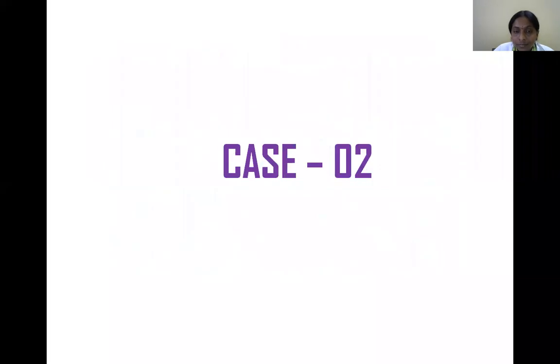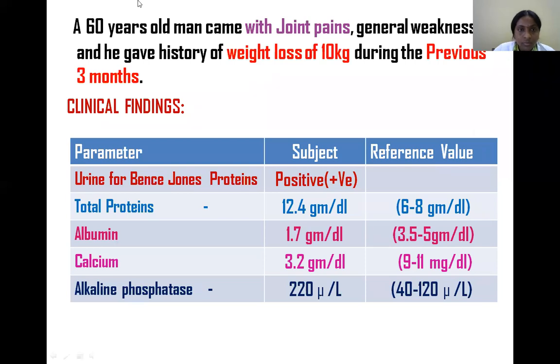Second case. A 60-year-old man came with joint pains and general weakness. He gave a history of weight loss of 10 kg during the previous 3 months.